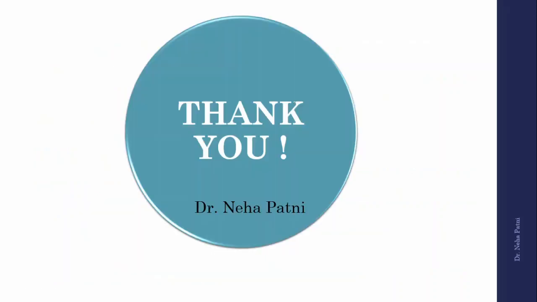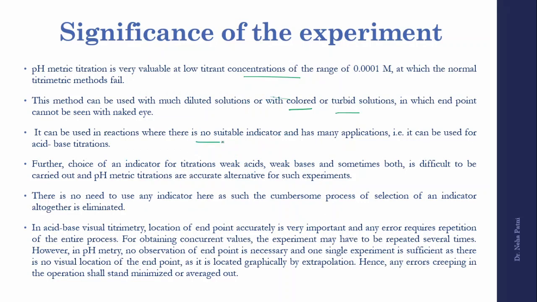It is used in reactions when there is no suitable indicator, right? Sometimes when there is a very weak acid to very weak base titration, or maybe strong base versus weak acid, etc., sometimes we don't find suitable indicators. Sometimes colored solutions are there, so we don't find a suitable indicator. In that case also the pH meter can be used. Choice of indicator obviously depends on pH, and that is why pH metric titrations have importance. And obviously there is no indicator, so there is no cumbersome process of that.